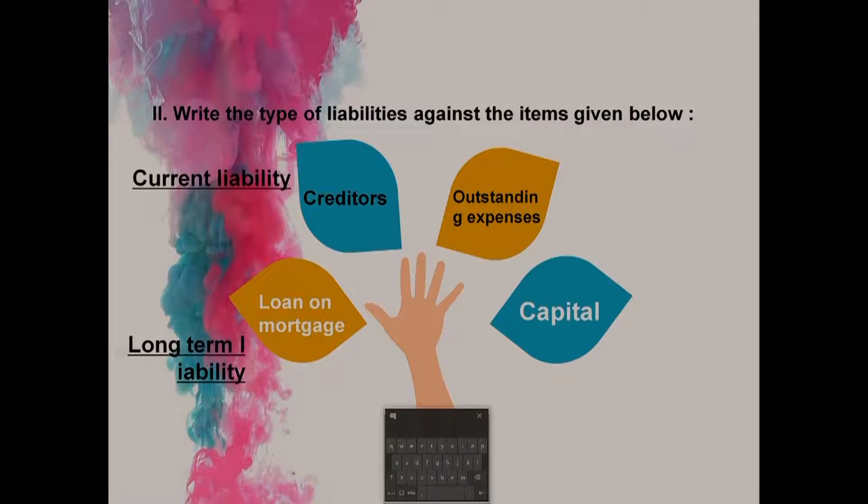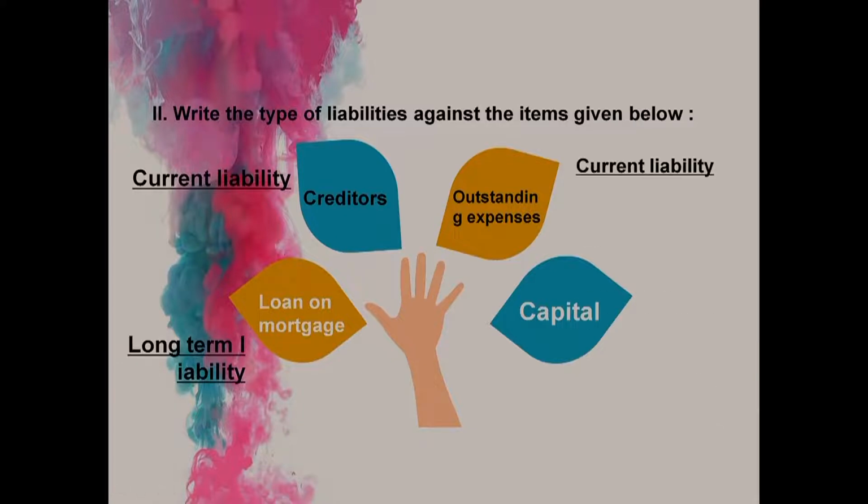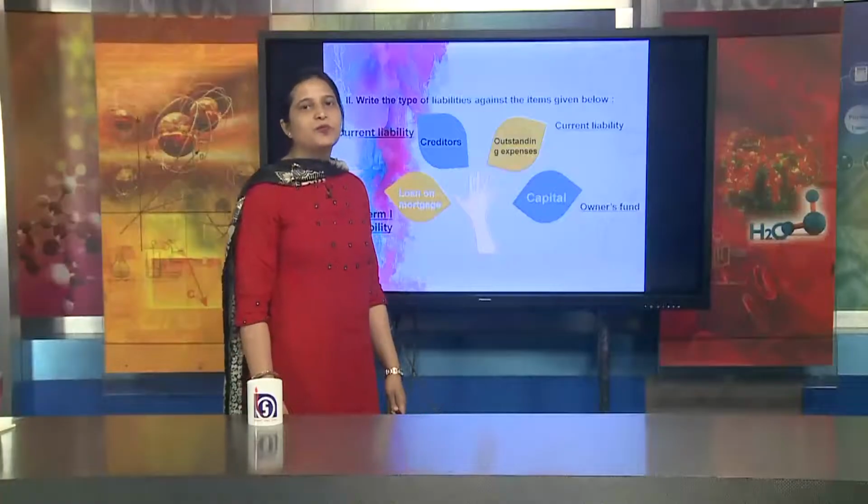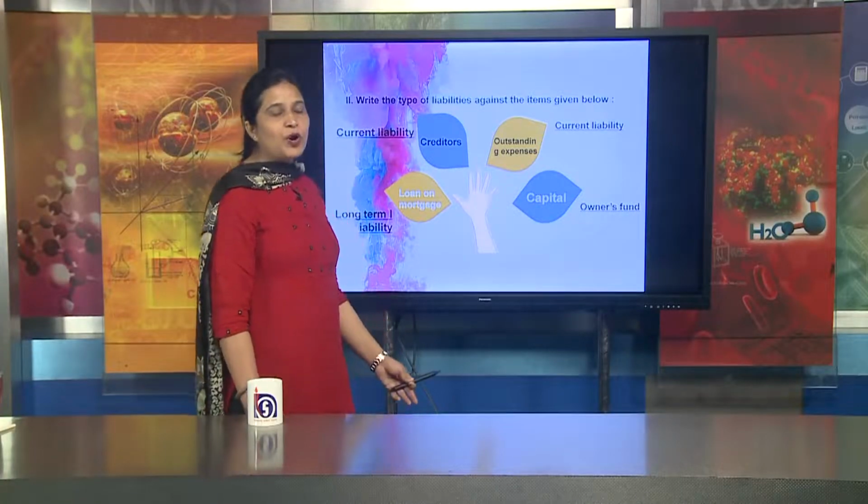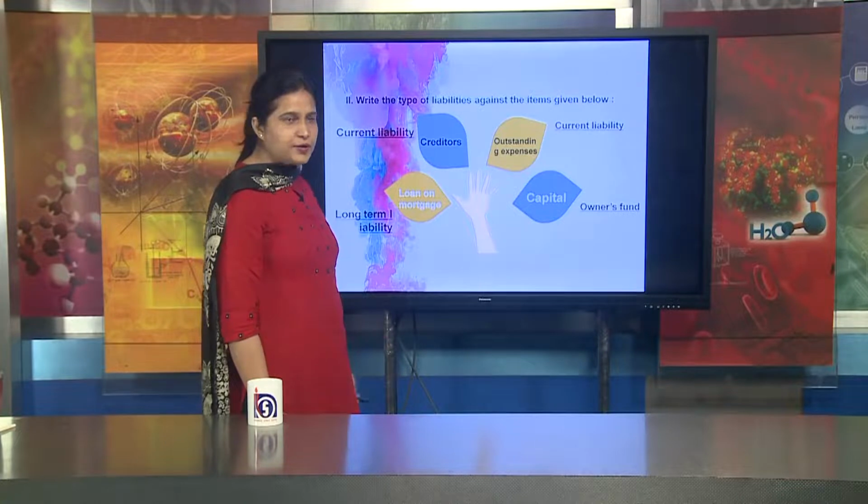And then creditors, it is a current liability. Outstanding expenses, it is also a current liability. And capital, it is owner's fund. So I have taken these questions just to recapitulate whatever you have done, or to make it more clear for you to understand.